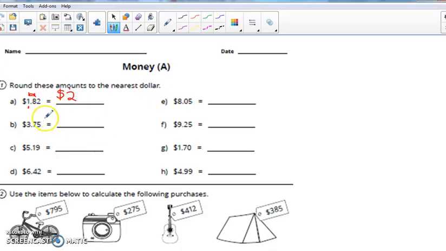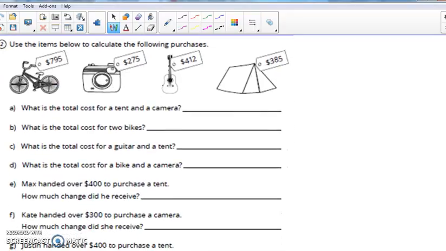Let's quickly have another look at this one. We want to work out whether we're going up to $4, or if we're going to stay there at $3. And this 7 here in the tenths column will tell us what we're doing. Again, it's greater than 5, so we have to push this dollar up to $4. So go ahead with these. Have a look at what's in the dollar ones column already, then see whether we're going to push it up with the tenths column or leave it the way it is.